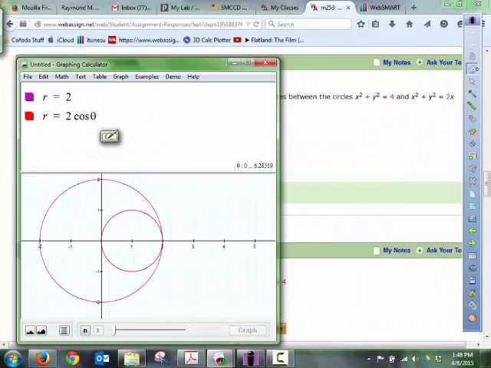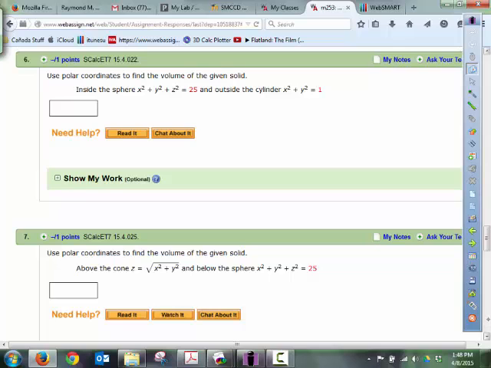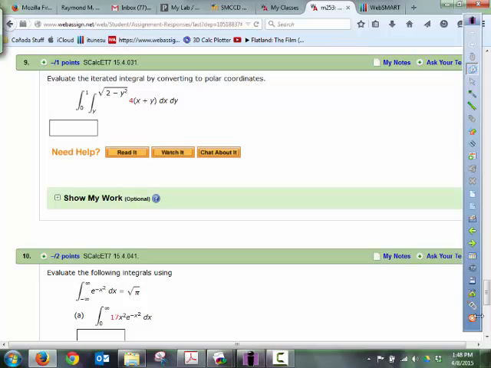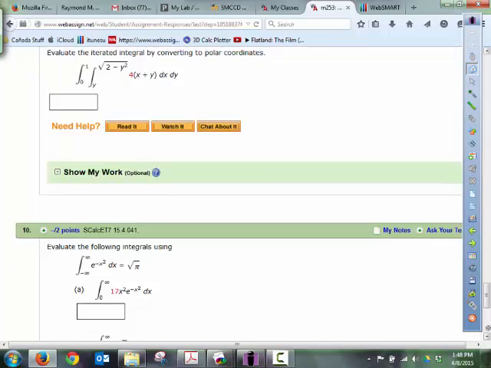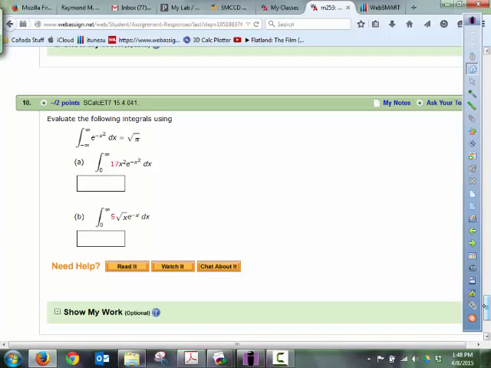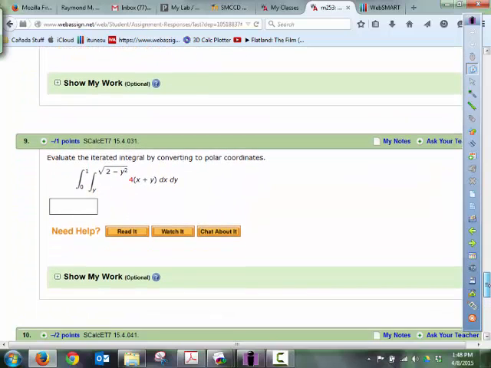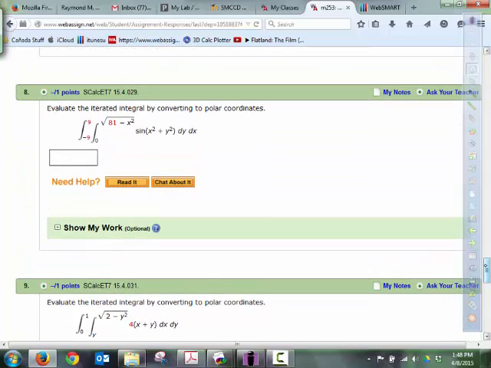All right, let's, anything else? Okay, well, there's one more thing that I noticed in one of the problems we were looking at.